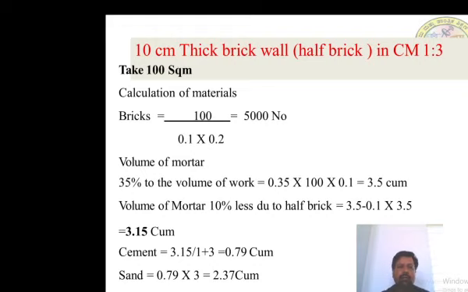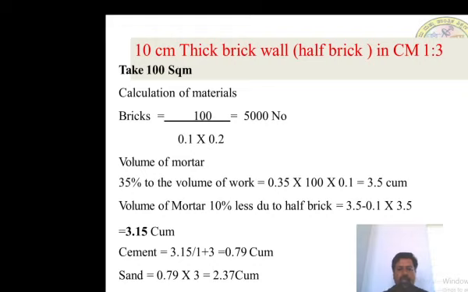Calculation of material: bricks equals 100 divided by 0.1 into 0.2, where 0.1 is the width of mortar of bricks, giving 105,000 numbers. Volume of mortar is 35% of volume of work: 35% into 100 into 0.1 is 3.5 cubic meter. Volume of mortar is 10% less due to half brick, so 3.15 cubic meter.